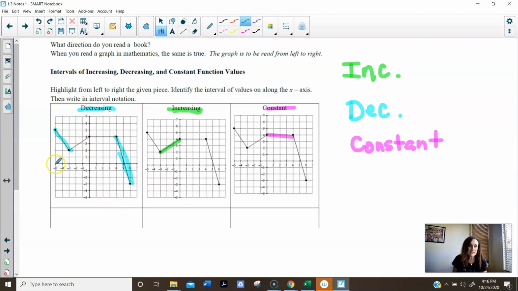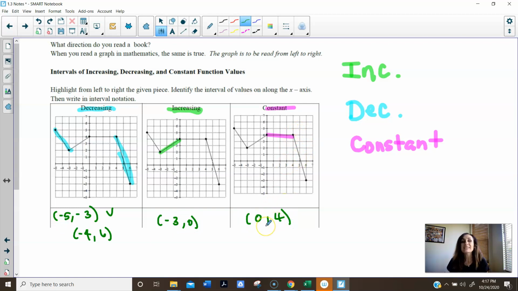Now, increase, decrease, and constant, when you write it in interval notation, you always use the x values. So decreasing, it decreases from -5 to -3. And then it also decreases from when x is 4 to when x is 6. So make sure you use the domain. Use x's for increase, decrease. It's increasing from -3 to 0. And here it's constant from 0 to 4.